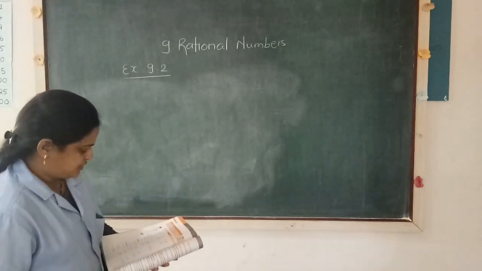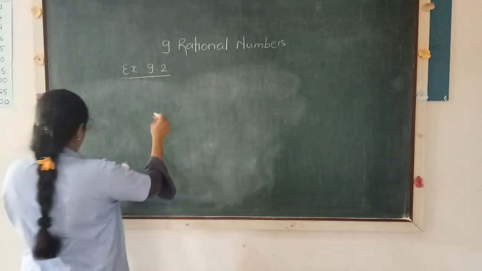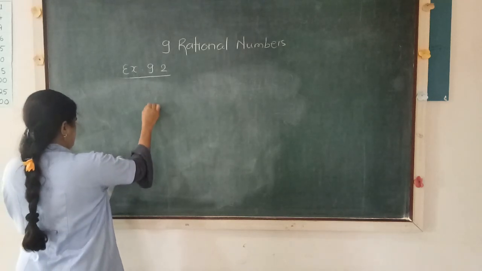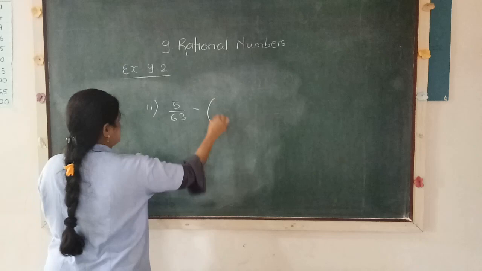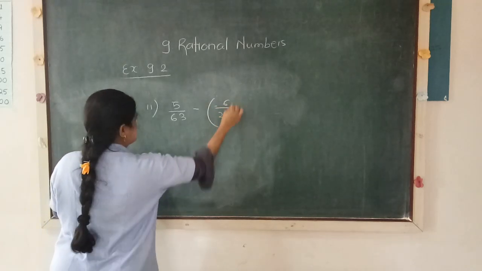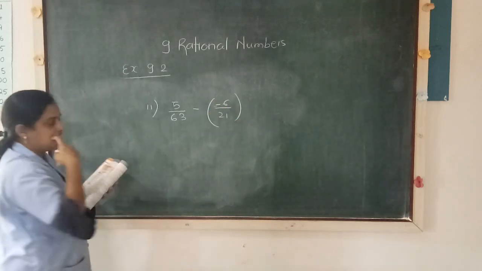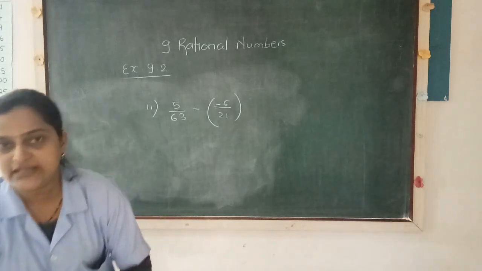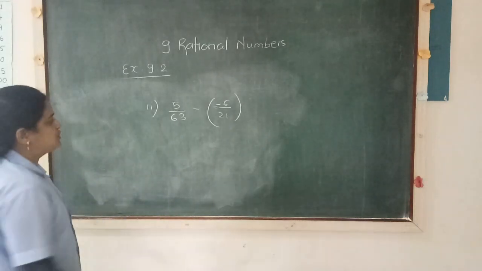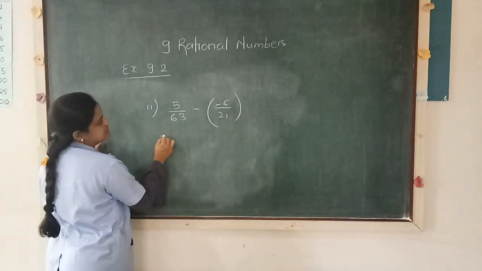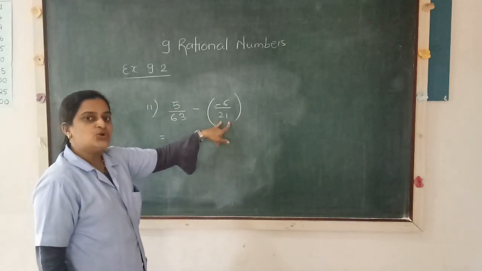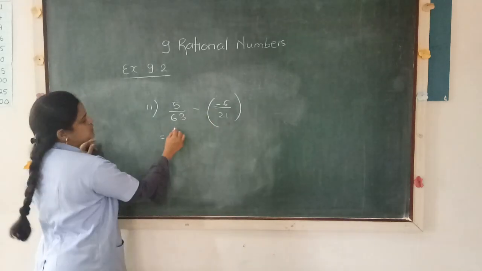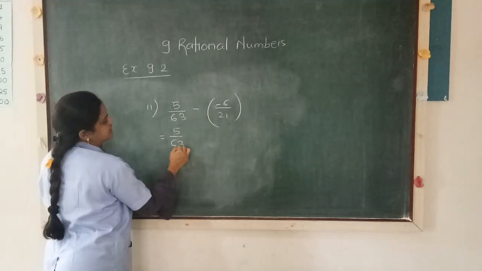Now see question number 2, find. First one is easy, you can do it. Second one they have given 5 upon 63 minus into bracket minus 6 upon 21. Right? Now even for subtraction we need equal denominators. So here is 63, here is 21. So 21 threes are 63, that's what I know. So I can easily do it, and I will do it in this way.